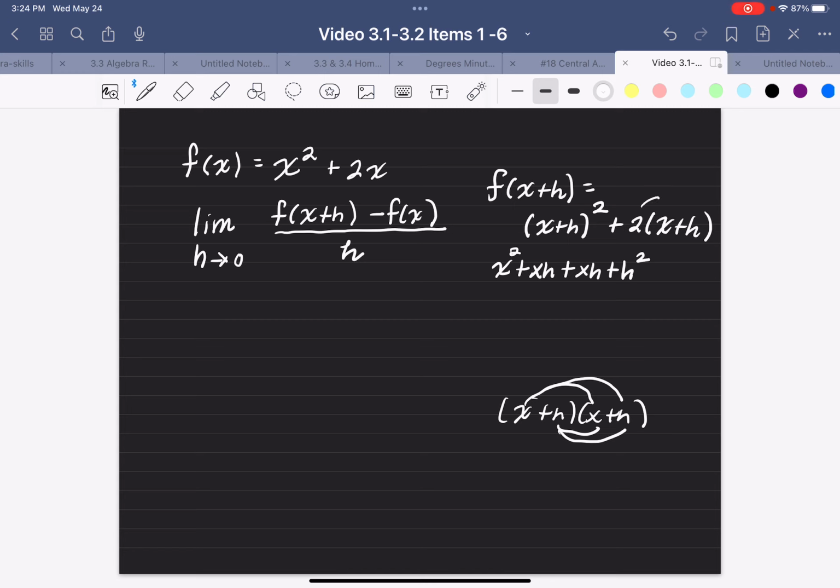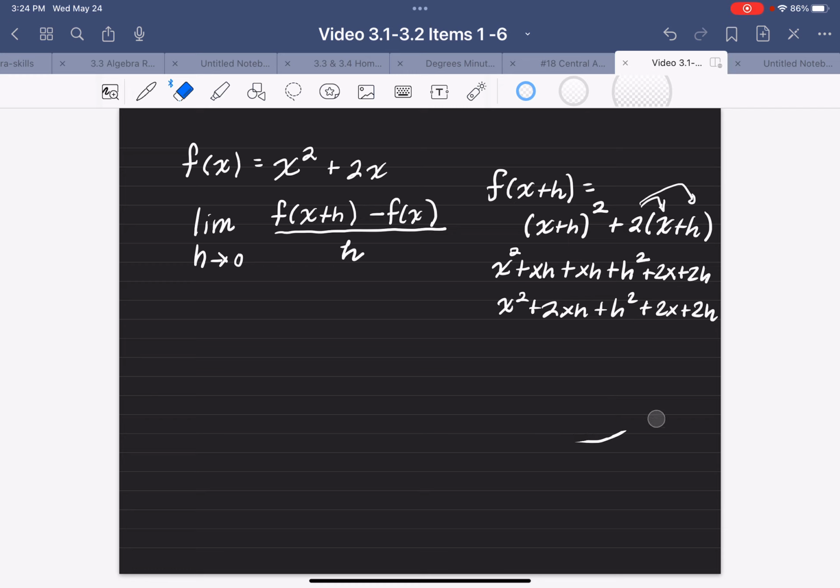And then this is going to be plus 2x plus 2h, and that gives me x squared plus 2xh plus h squared plus 2x plus 2h. Now, I don't have any like terms I can combine, so I'm done with that part.